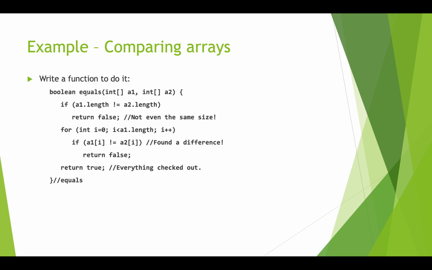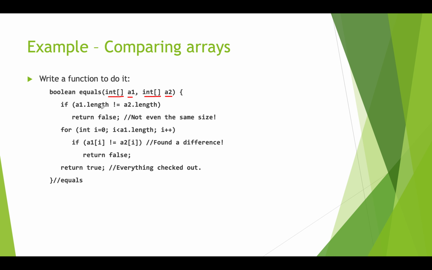So in order to do this comparison, we're going to return a Boolean. We're going to pass in two arrays. This function allows us to compare integer arrays, so we've got an integer array and another integer array. We're calling one A1 and one A2. Now, we will know immediately that two arrays are not the same if they don't have the same length. If A1 has 4 elements and A2 has 100 elements, those two arrays are obviously not the same.